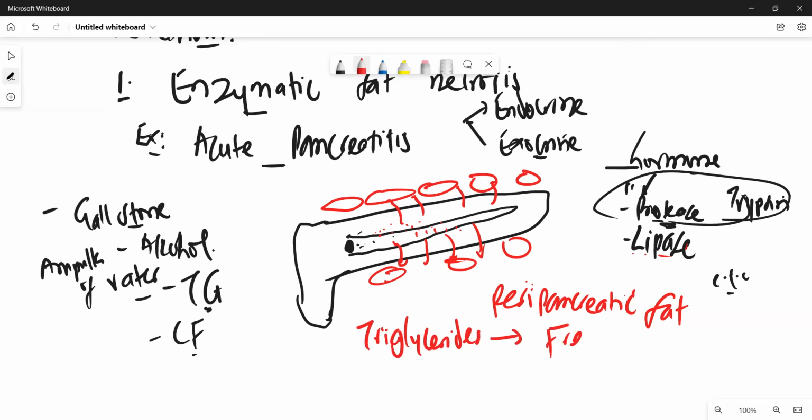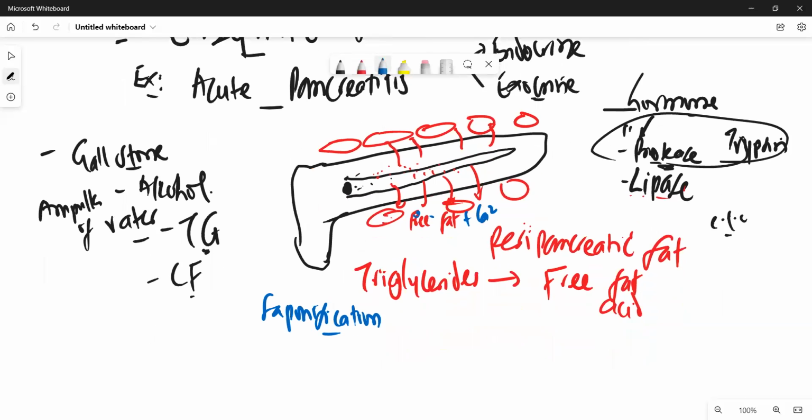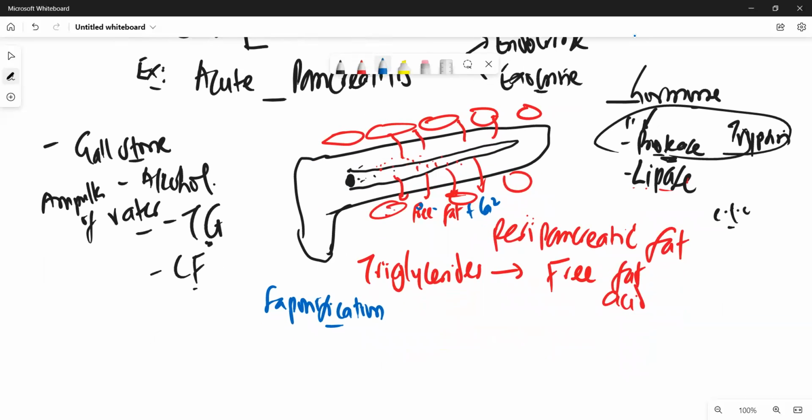into free fatty acid. So those lipases will convert the triglyceride in the fat cells into free fatty acid. And then those free fatty acids want to combine with calcium, and that process is what we call saponification. Saponification is the process of adding calcium to free fatty acid, which is how we normally make what's called soap, right?